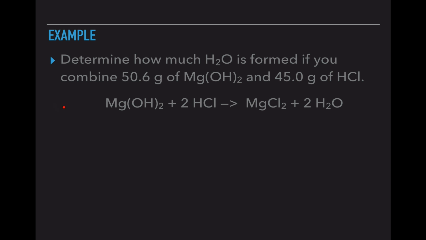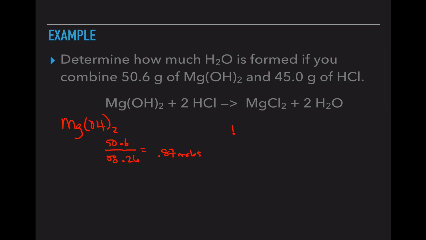So we have to start with Mg(OH)2, and we have to calculate how many moles are present. We were told that we had 50.6 grams, and the mass of Mg(OH)2 added together is 58.26. So that's 1 magnesium, 2 oxygens, and 2 hydrogens. And this gives us a total of 0.87 moles.